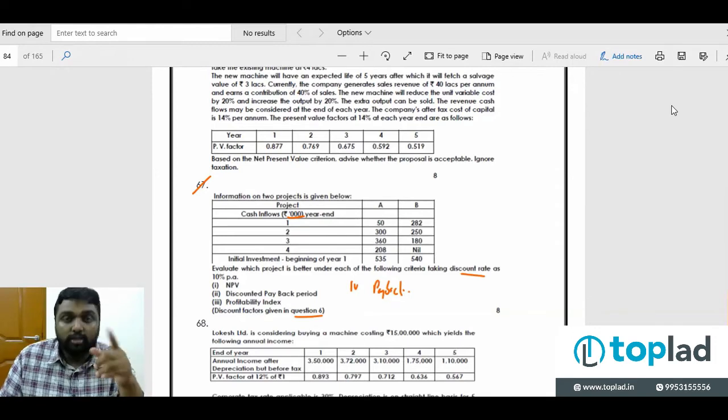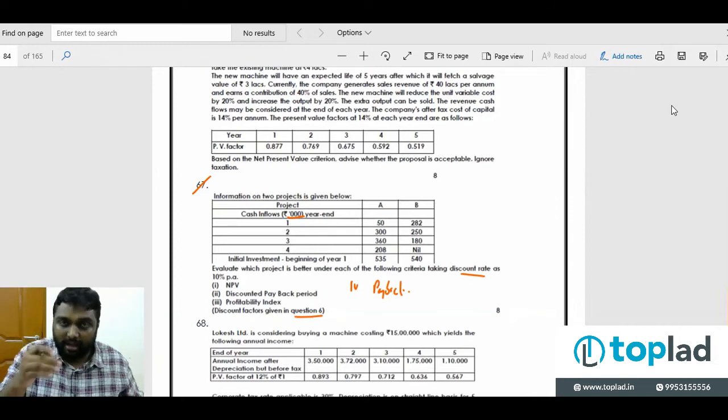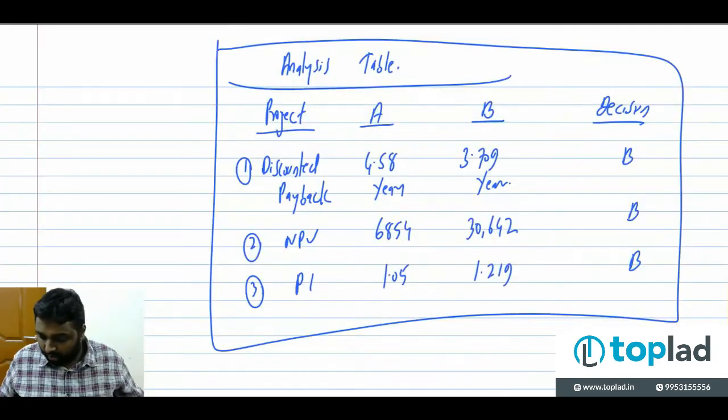Are you ready? So we will add one more method, payback also. We will not go as per the order of question. In the exam, we have to go as per the order of question. But here in this question, for understanding purpose, we will go payback, discounted payback, NPV, profitability index. Are you ready? I am ready for you. So we will go for it.